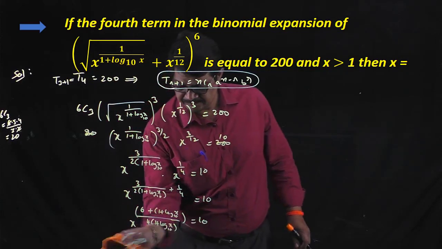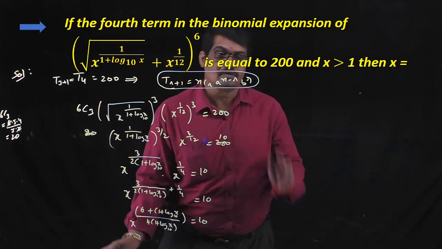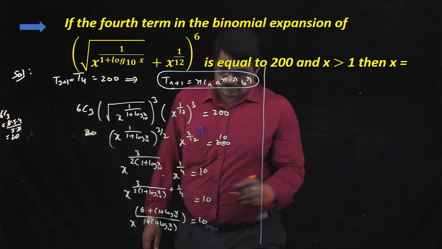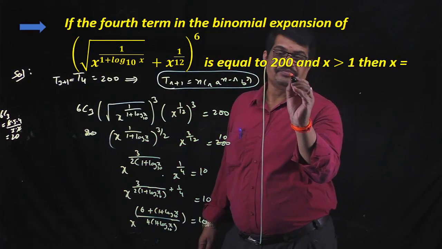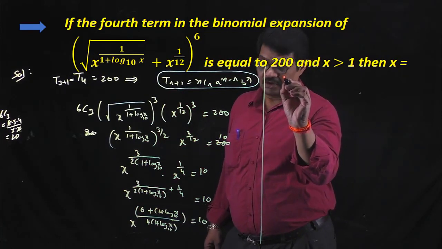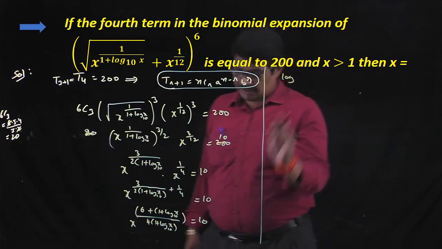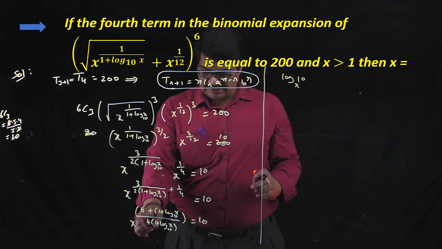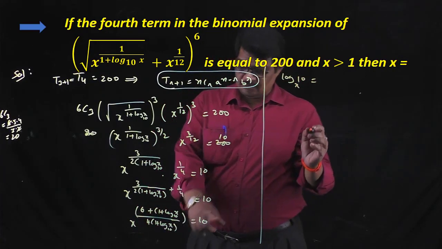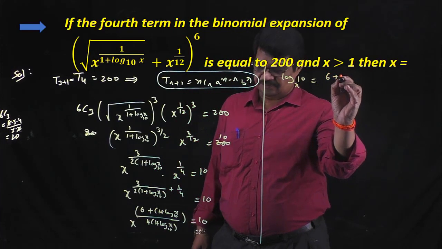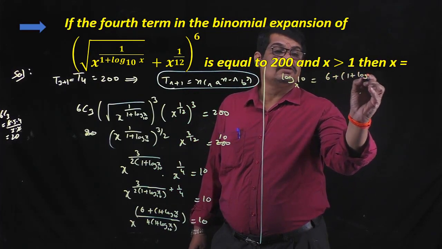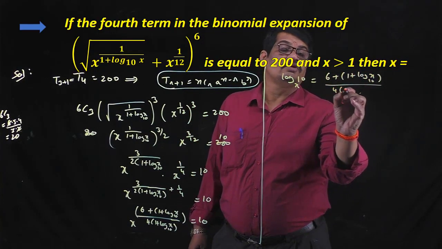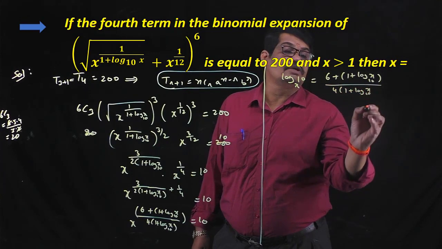Now we are applying log on both sides, that is log 10 to the base x. Log 10 to the base x is equal to, so this one is moving to this side, that is (6 + 1 + log x to the base 10) by 4 into (1 + log x to the base 10).